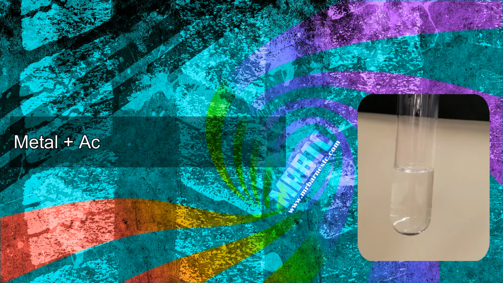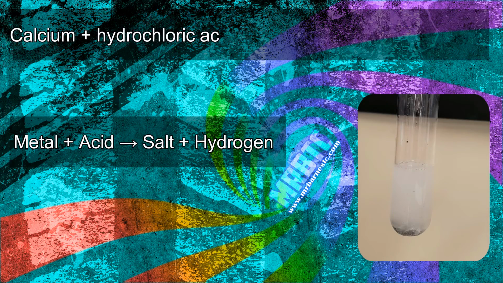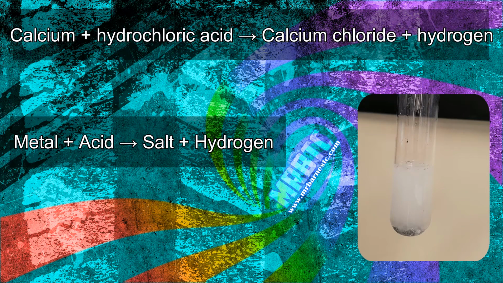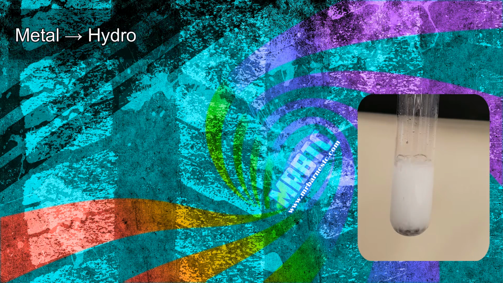The general equation for a metal reacting with an acid then is to produce a salt and hydrogen. So as you can see here, I'm putting calcium into hydrochloric acid and you can see a reaction occurring. The products that I'm making are calcium chloride and hydrogen gas. Now it's important to note that whenever you put a metal on its own into an acid, you get hydrogen gas. So that is your byproduct. We can test that by putting it into a lit splint and you should get a squeaky pop.